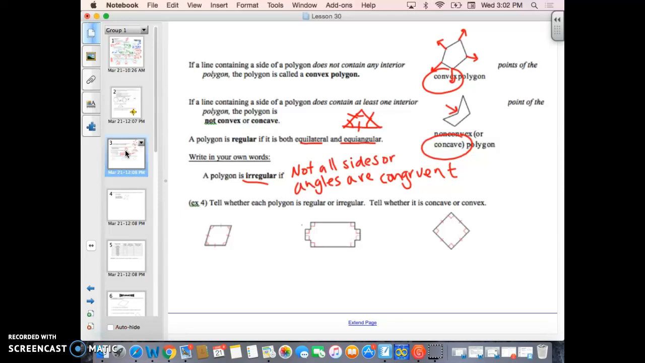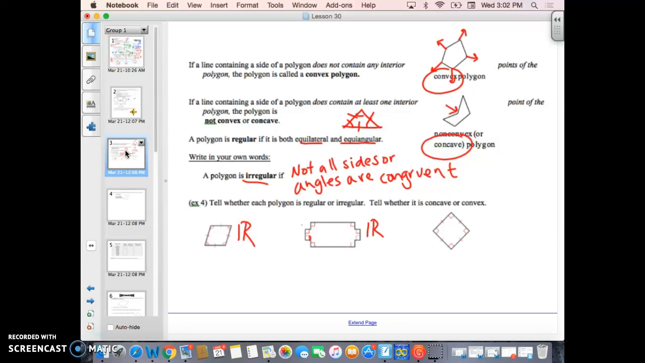So first of all, if I look at this one here, all the sides are the same, but I notice the angles are not, because these are marked with 2 tick marks and these are marked with 1. So that's going to be irregular. And here too, I've got all these 90-degree angles, but what about this angle here? That's not equal, so this is irregular.